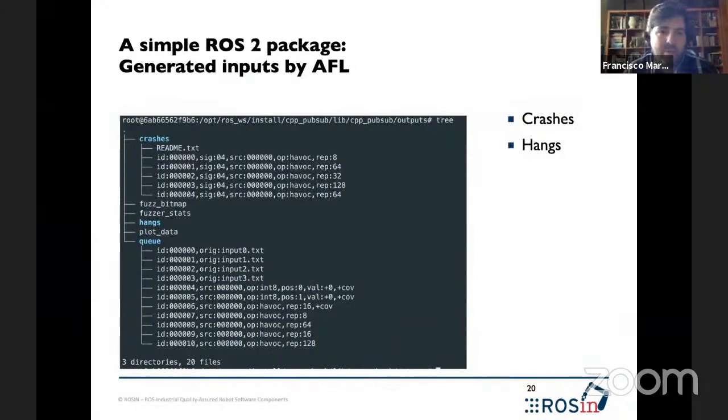Once we run AFL, we're going to have some generated inputs, and we should distinguish two of them again, which are the crashes and the hangs on the left side. The crashes are interesting, for instance, because you can see there that we have from ID 0 to ID 4, and those are all the different cases that AFL has been able to identify, which indeed crash our node under test. And those are really good because they allow us to detect bugs, and therefore we can solve them afterwards.